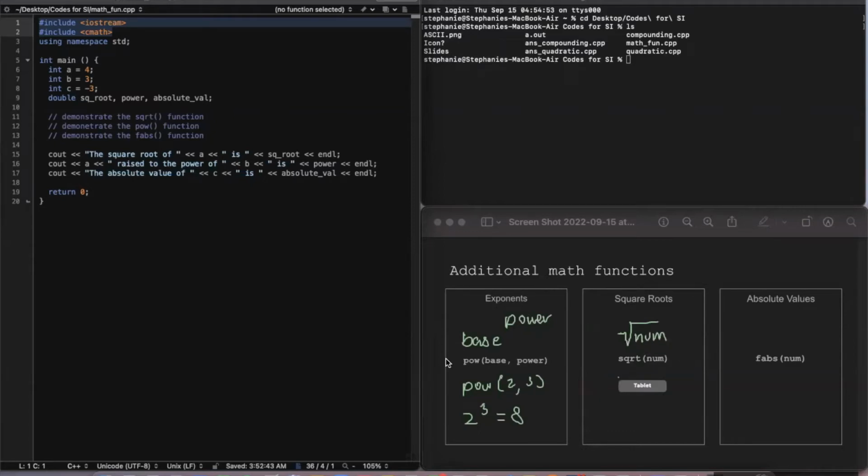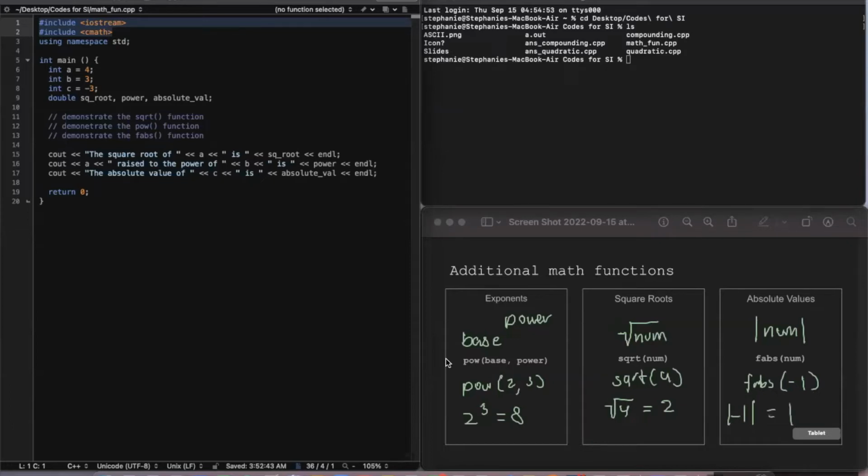So if we did sqrt of 4, this is the exact same thing as saying square root of 4, which we know is 2. And the very last one is fabs, which is for absolute value. This is the same thing as saying absolute value of num. To demonstrate this, if we did fabs of -1, this is the same thing as saying the absolute value of -1, which is 1.